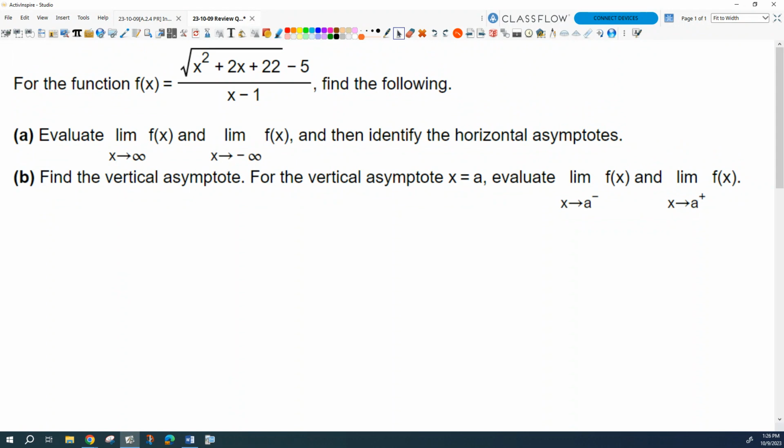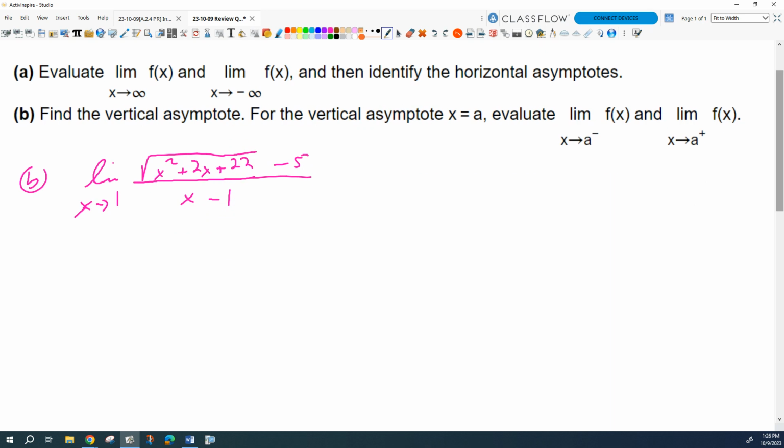Multiply by the conjugate of the top, yeah. So on this one, for part B, the limit of square root of all that stuff minus 5 over x minus 1 as x approaches 1 is 0 over 0, right? So we're going to multiply top and bottom by the conjugate of the top.